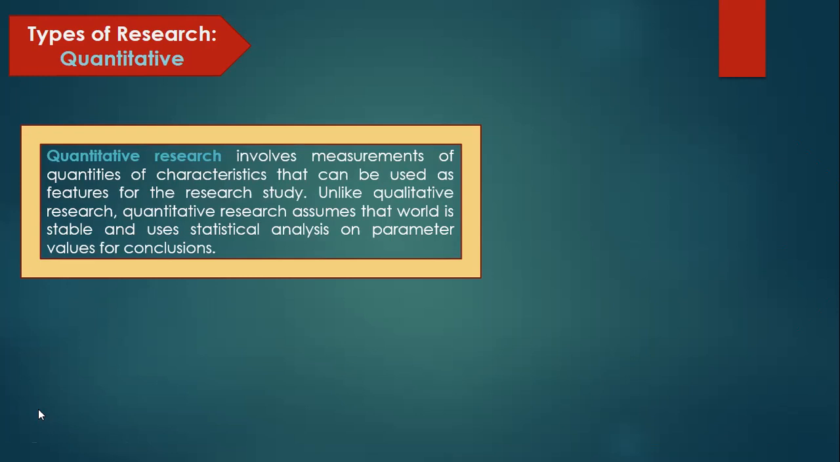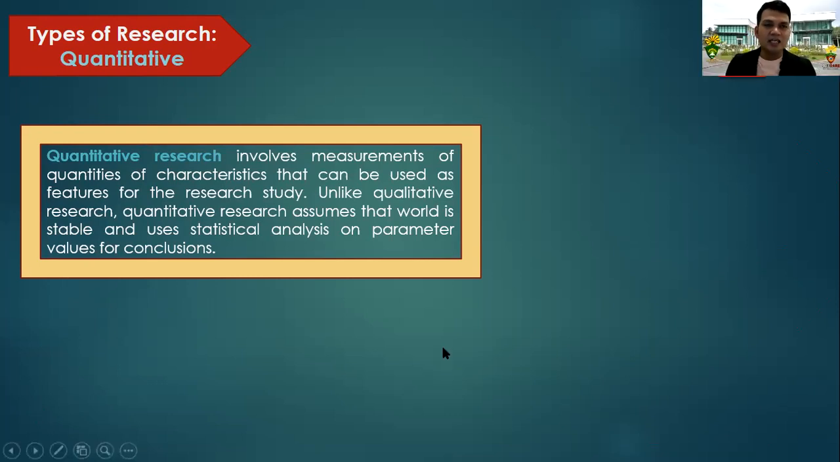Unlike qualitative research, quantitative research assumes that the world is stable and uses statistical analysis on parameter values for conclusions. So it is highlighted that unlike qualitative research, the quantitative research assumes that the world is stable. That is why in quantitative research, which is usually done in laboratory, in experiments, in student thesis, you have to calibrate your sample, you have to calibrate your equipment.